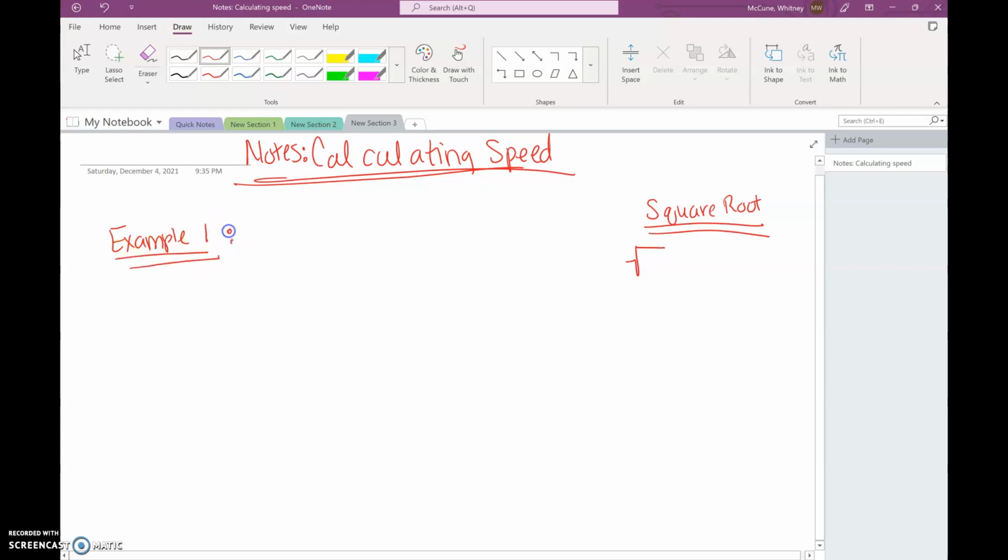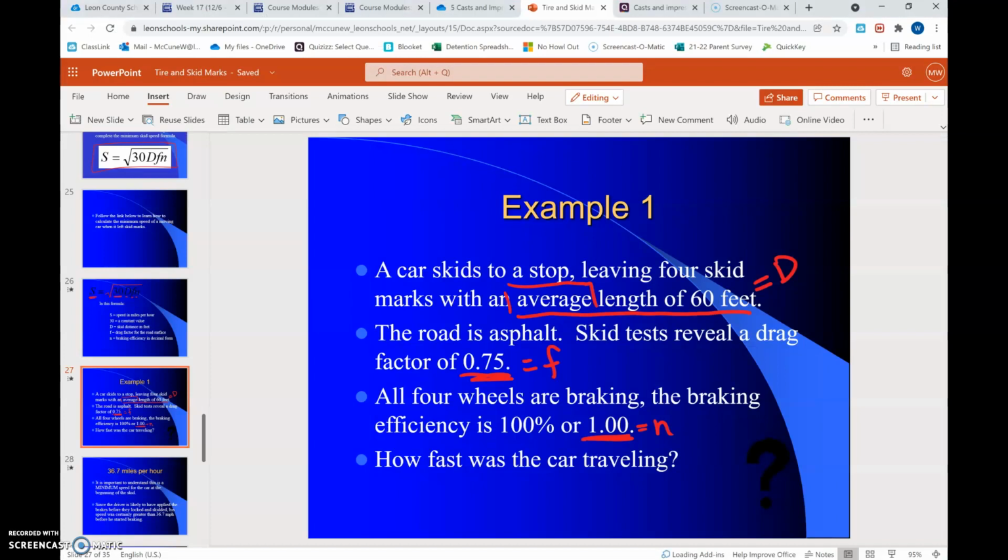Make sure that you go ahead and title your notes at the top. Up here, notes calculating speed. Remember, always write out your formula. S is equal to the square root of 30 times D times F times N, or you can just write it DFN together. It's a very good idea when doing math with these kinds of formula that you write out the things that you know. You know D. In our problem, we know F, and we know N. So let's take a look.